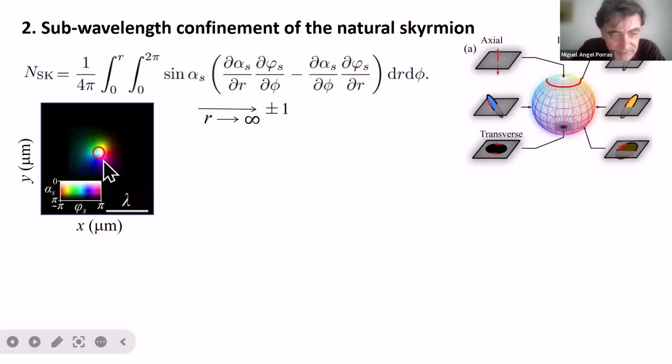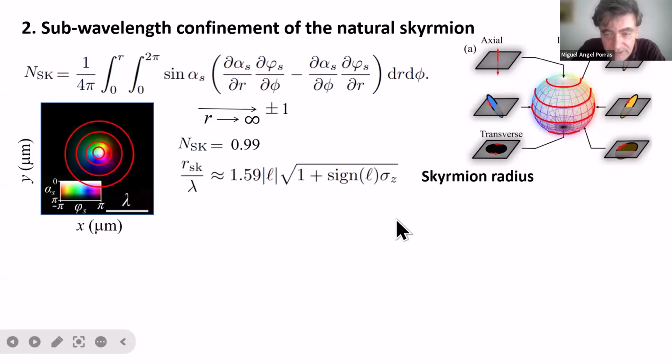For example, if we integrate on this radius, we cover this part of the Poincare sphere. If we integrate over a larger radius, we map almost the equator of the Poincare sphere, and in about 2 wavelengths, we cover almost the complete Poincare sphere. As a criterion, for example, we have 99% of the Poincare sphere covered in this radius that we call skyrmion radius.